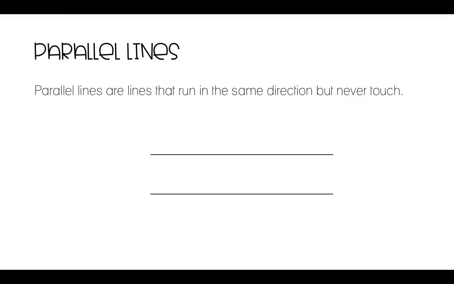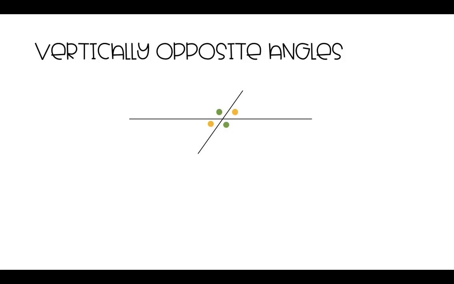In today's lesson we're going to look at using parallel lines and understanding relationships to solve a series of problems about angles. So what are parallel lines? Well, parallel lines are lines that run in the same direction but never ever touch. Like train tracks, so we have train tracks that run in the same direction but they never touch. They are parallel.